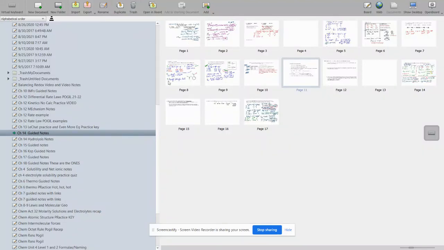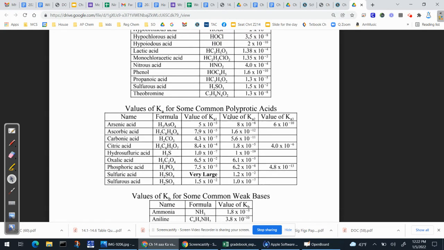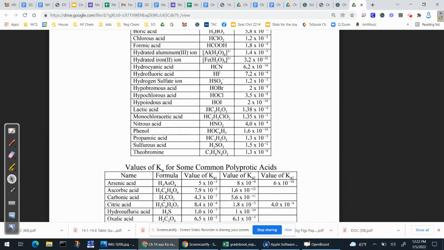Hi. Okay, so if you were absent from class today, we're going to learn about diprotic acids. These are the notes that you missed. First of all, you should have a copy of this Ka-Kb sheet. If you don't have one, it's on Schoology, in the Chapter 14 folder. You might want to pull that out. You'll need it for today's lesson.